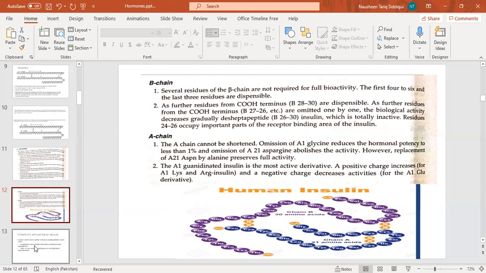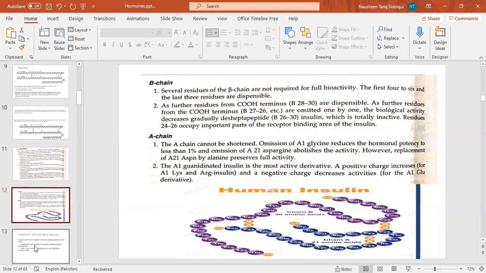Further residues from the COOH terminus that are dispensable, that is, at a distance from the carboxylic group, B28 to B30 are dispensable, while B27 and B26 can also be omitted. The biological activity decreases gradually.